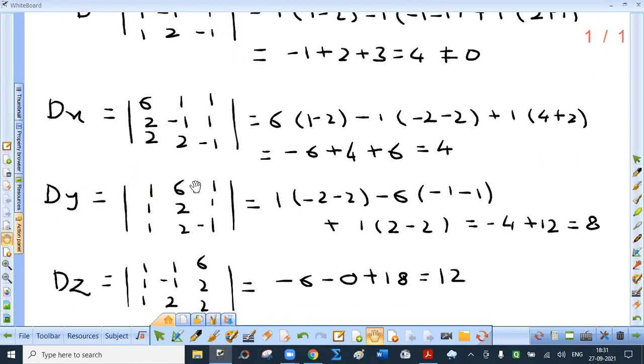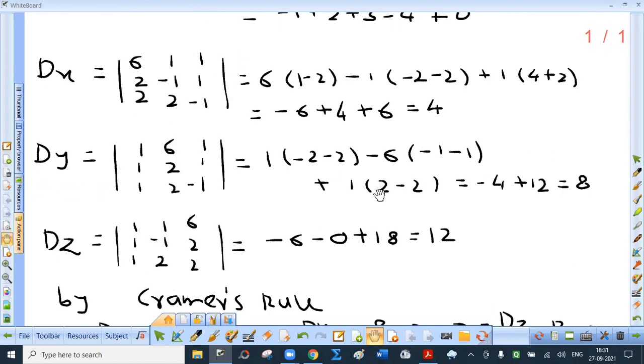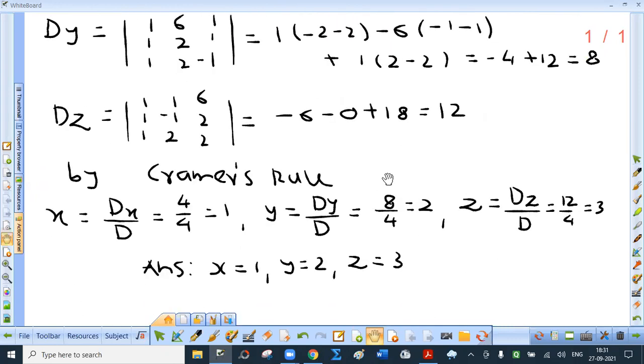Dy is obtained by replacing coefficients of y in D, which are in the second column, by constants. The value comes out to be 8. What is Dz? Determinant obtained from D by replacing coefficients of z, which are in the third column, by constants. It comes out to be 12. So by Cramer's rule, we get this.